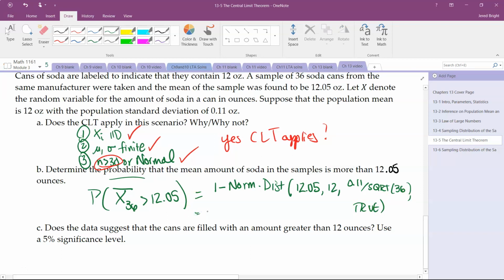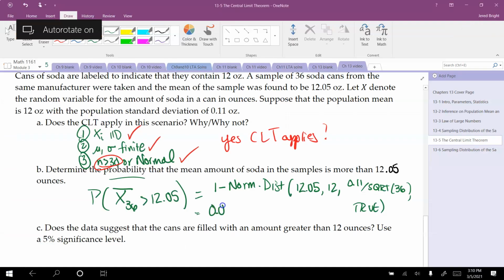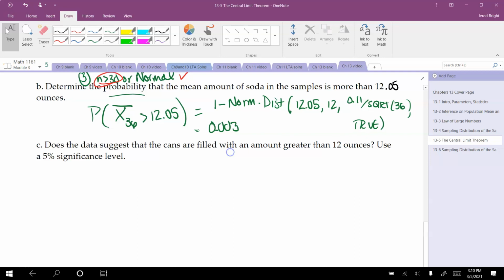Okay, so let's hop over to Excel and do this calculation. In Excel, we do 1 minus norm.dist of 12.05, comma 12, comma 0.11 divided by square root of 36, and then true. There we go. So 0.3%. 0.003. Okay. So unlikely.